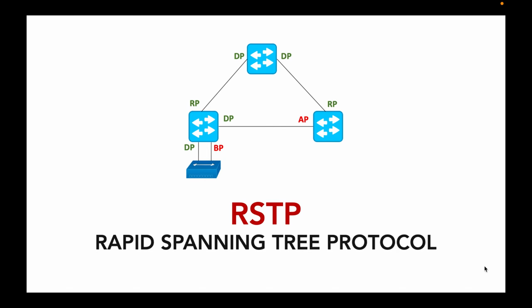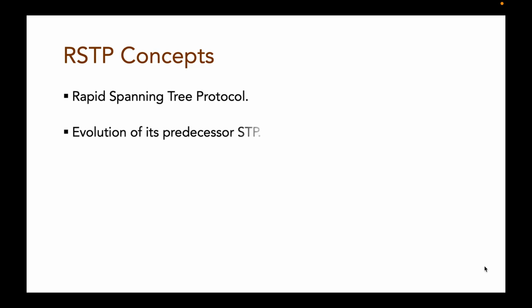Let's discuss RSTP. RSTP, also known as Rapid Spanning Tree Protocol, is an evolution of its predecessor STP. It was introduced as standard IEEE 802.1W. RSTP is backward compatible with STP.